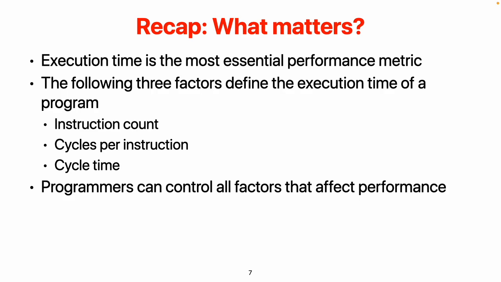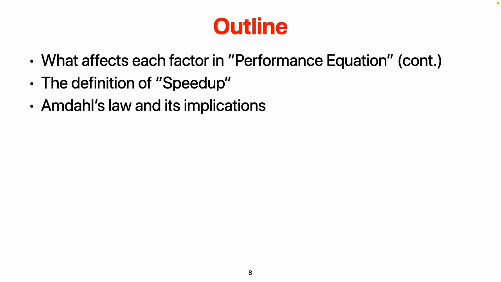So as a recap from the last lecture, execution time is the most essential performance metric, and instruction count, CPI, and cycle time define the execution time, and programmers can control everything. Today, we are going to continue our discussion on what other factors could affect the performance equation, and we will talk about the definition of speedup. We are also going to dive into another law that you need to memorize in computer architecture called Amdahl's law and its implications.